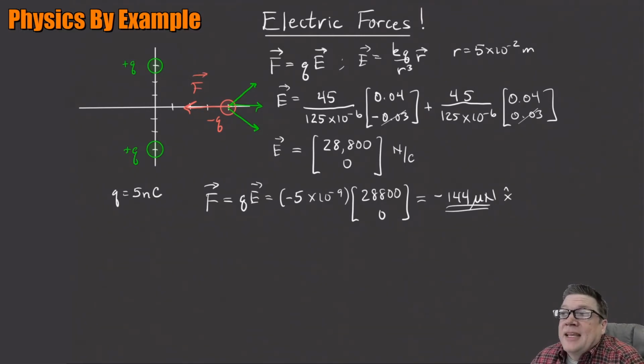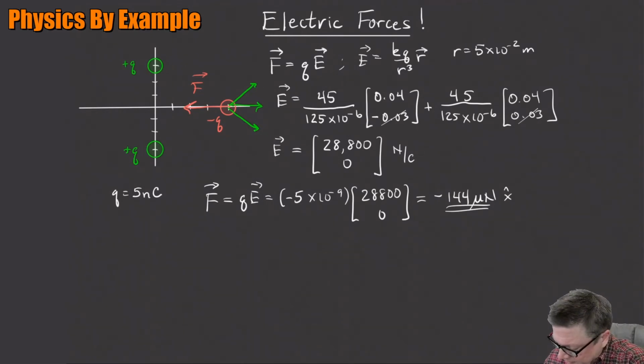All right. And that's it. If you had a whole bunch of charges and you want to find the force on some other charge, that's fine. You just have more electric fields to add together. And then at the end, you still just multiply by that Q. So it's the same process. There's sort of a neat little thing we can do, though.